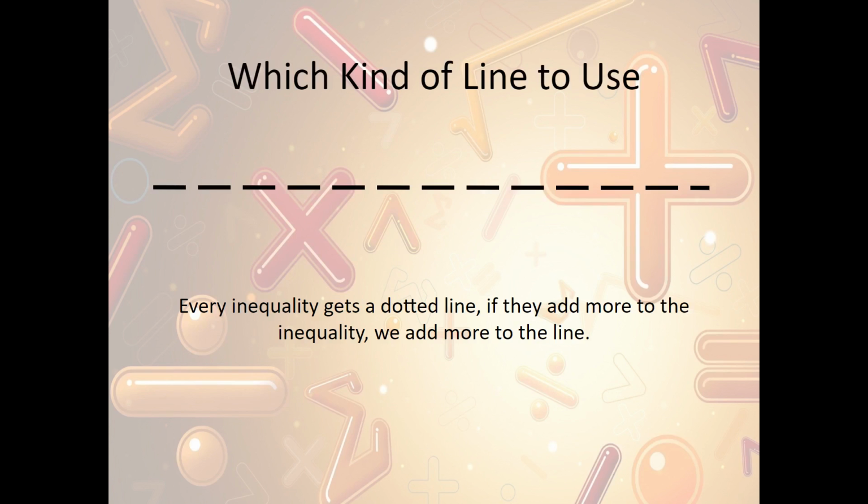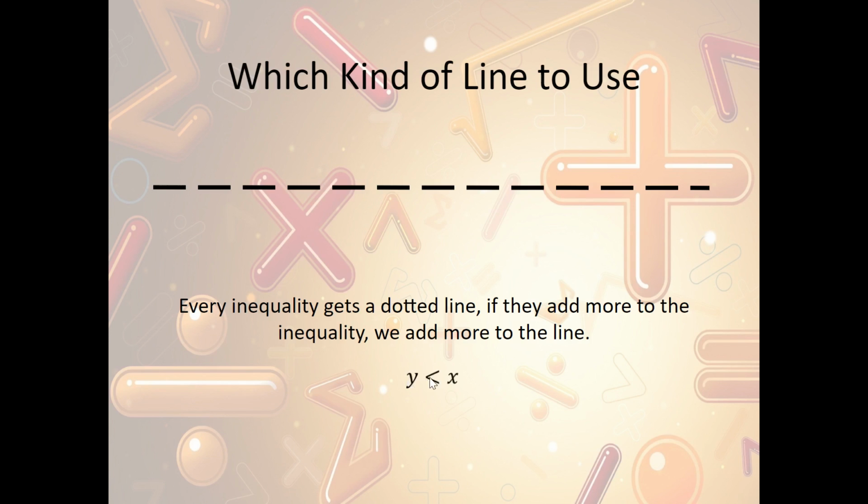The other part is what kind of line to use. So similar to before where we talked about the open circle versus closed circle, same thing here. Every inequality gets a dotted line or an open line. Notice there, it's open because there's little spaces in between. So every inequality gets an open line or a dotted line. If they add more to the inequality, we do too, meaning if they add the bar underneath, then we're going to add to it and make it a solid line.